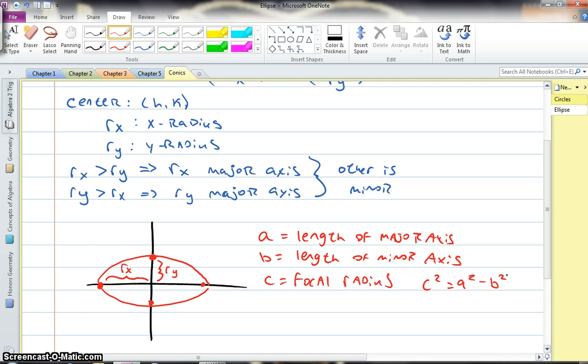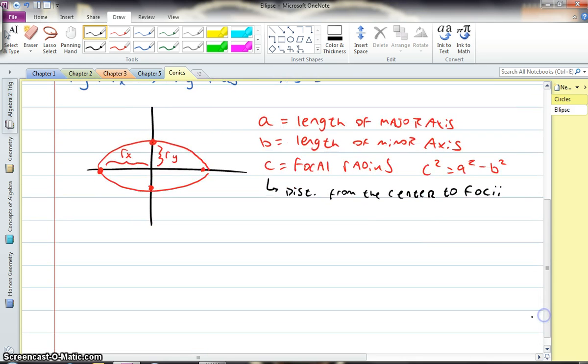So in this case, my x would be my major axis, my y would be my minor, because my x is larger. And then the C value, we say, is the distance from the center to the foci. The foci, or the foci, depending on who you talk to, and I'll explain more about the origin of it tomorrow in class.